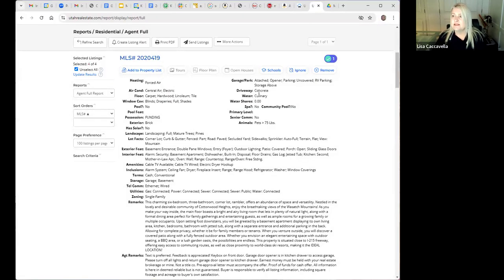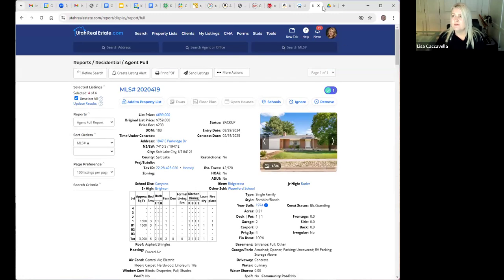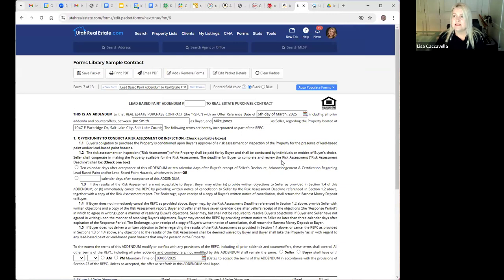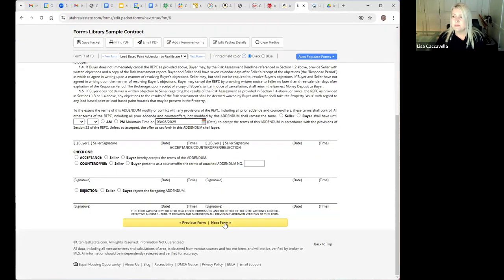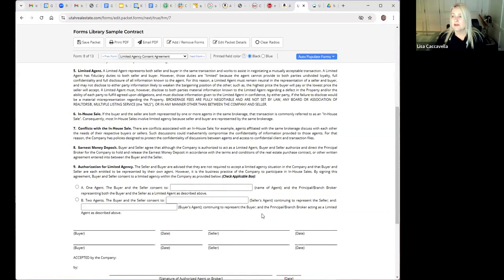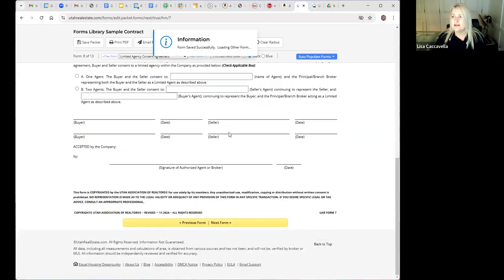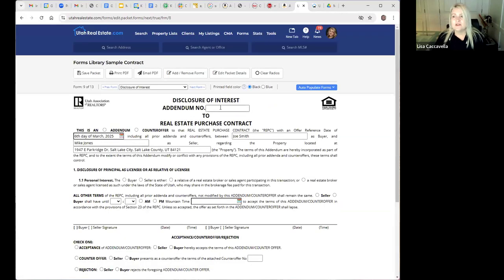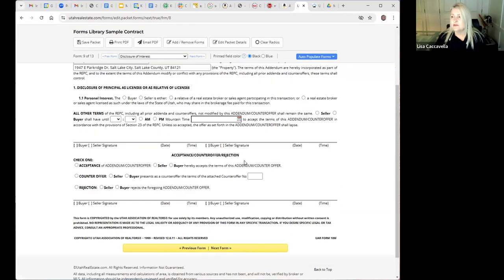Lead-based paint addendum: because this home was built in 1974, anything built prior to 1978 has to have the lead-based paint addendum. Greg was right on top of that. Limited agency: if both the buyer and the seller are using agents in your same brokerage, you have to have that limited agency consent agreement, so that both understand they share the same principal broker. Just a CYA disclosure there. Disclosure of interest: if you are related to anybody in the transaction, that has to be disclosed.